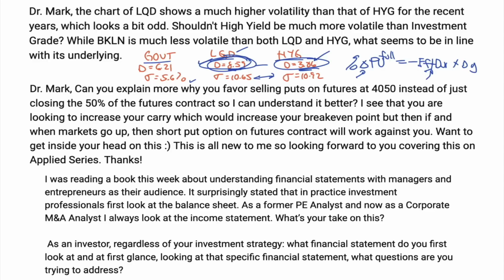Can you explain more why you favor selling puts on futures at 40.50 instead of just closing 50% of the futures contract so I can understand it better? Well, why would I? I'd be closing it at a loss. So my average price at this point in time when I did this was 41.20. So 41.20 down to 40.50 gives me 70 points per contract, and that's only on half my position. Plus I got money for selling at 40.50, which means I get that all the way down as well.